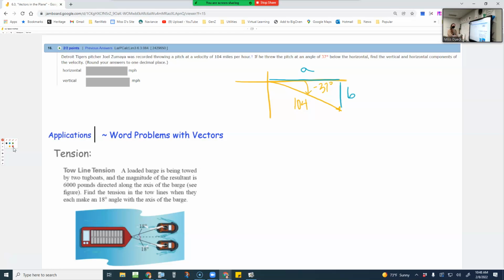A barge is being towed by 2 tugboats, and the magnitude, vocab, of the resultant is 6,000 pounds. So they're saying both these tugboats, which maybe wouldn't have been able to pull it on their own, but together they can. The overall result is that they are dragging this guy at a force of 6,000 pounds along the axis of the barge. So somehow they're getting it to move, and to get it to move, that means that they must be combining to get this 6,000 pounds of force along that axis. Now they say find the tension.